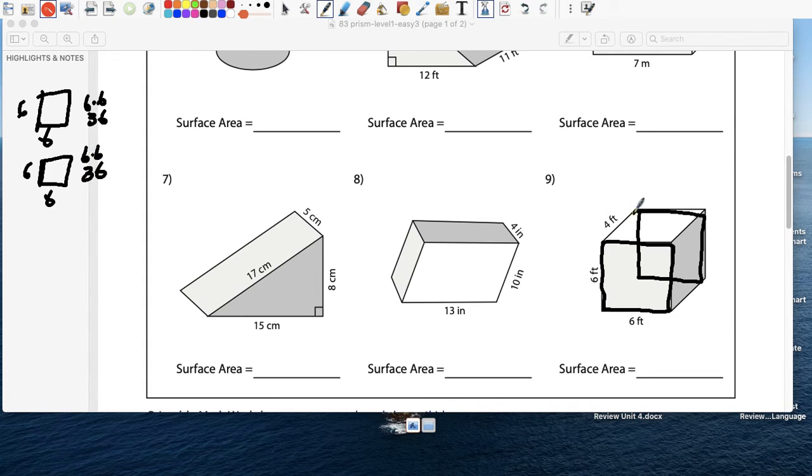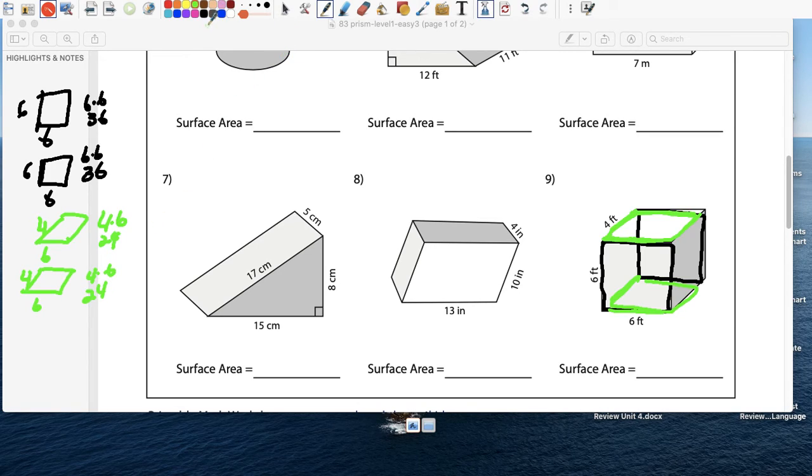Let's do the top. That's a 4. And that's a 6. So it's a 4 by 6. So on the top, there's a 4 by 6. And another, the bottom, sorry. So there's a bottom here. There's another 4 by 6, right? This is 4 and this is 6. So 4 times 6 is 24, and we have another one at the bottom. 4 times 6 is 24.